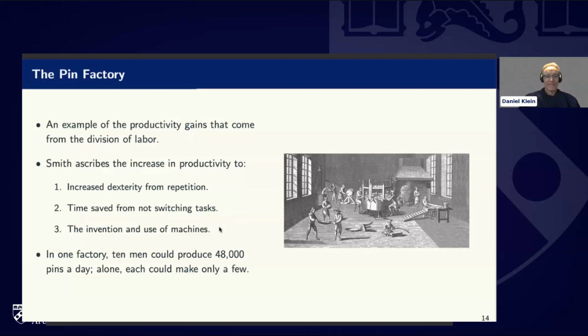And third, the invention and use of machines, which I think he totally buries the lead on. The invention and use of machines seems to be the most important one, and it's the driver of this tinkering revolution. But he puts it in with the others. I don't know why. Maybe there's something there, but I always thought that was kind of funny. But with this division of labor, 10 men can produce 48,000 pins, rather than working alone, where I can make 15 or 20.